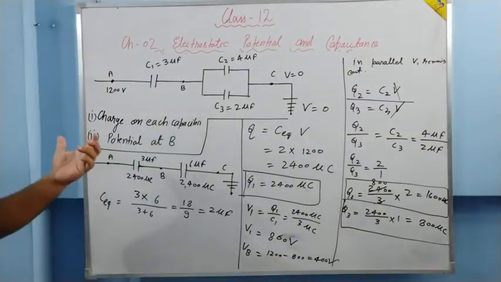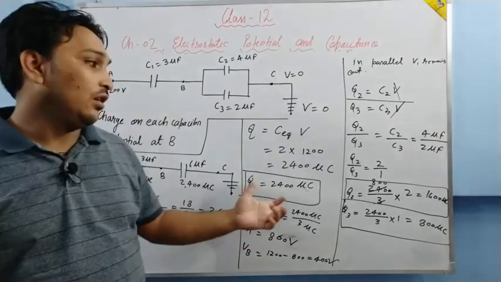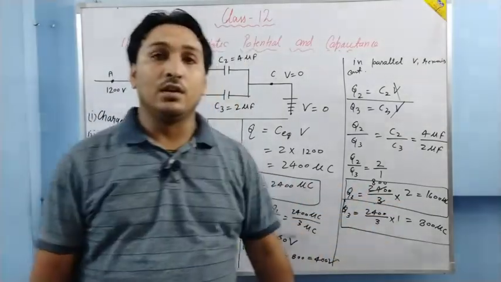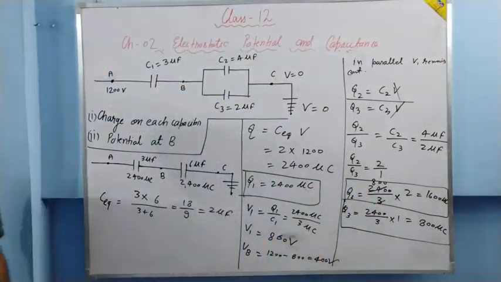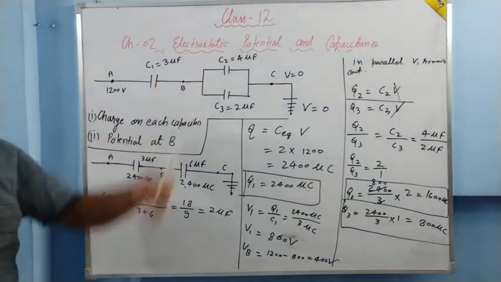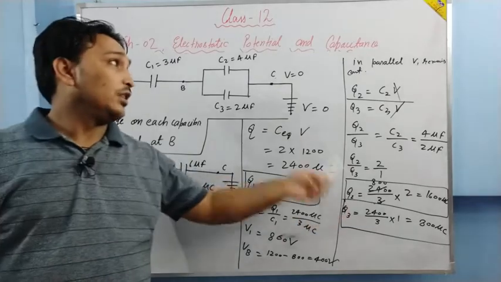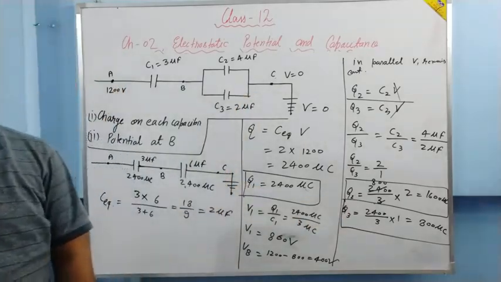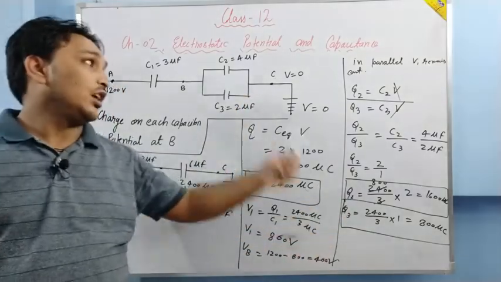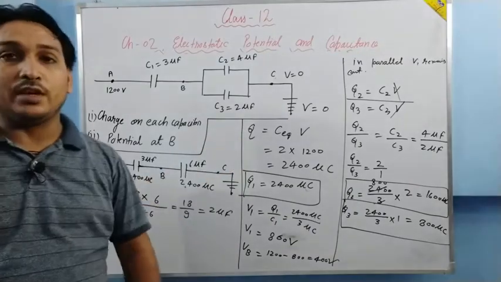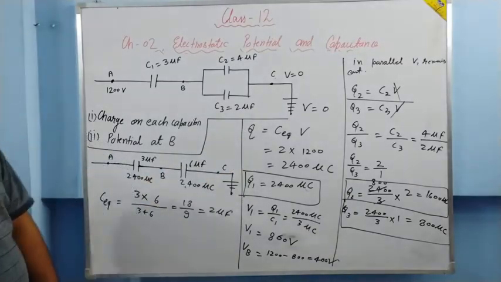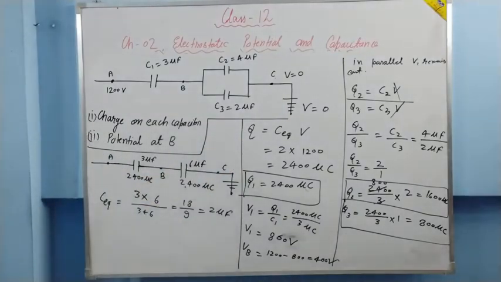The answer of the first part is the 3 charges: Q1, Q2 and Q3. This is how we solve numericals for charges and potential. Suppose potential across C2 is being asked, then charge we know, capacitance we know, we can calculate the potential. Q3, charge we know, capacitance we know, we can calculate the voltage. This is how these types of questions are done. Okay. Now let us move to the next question.